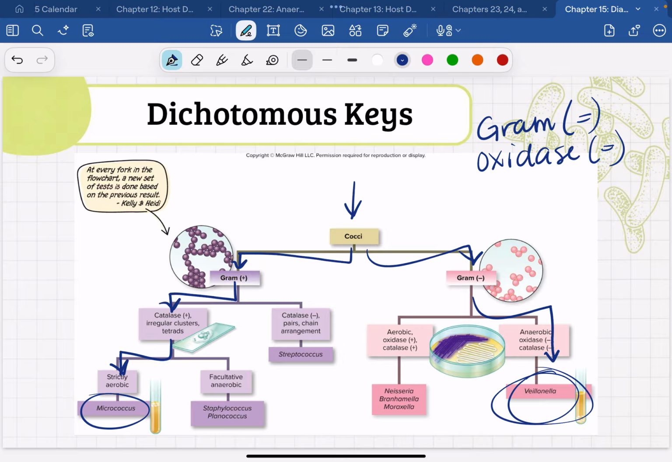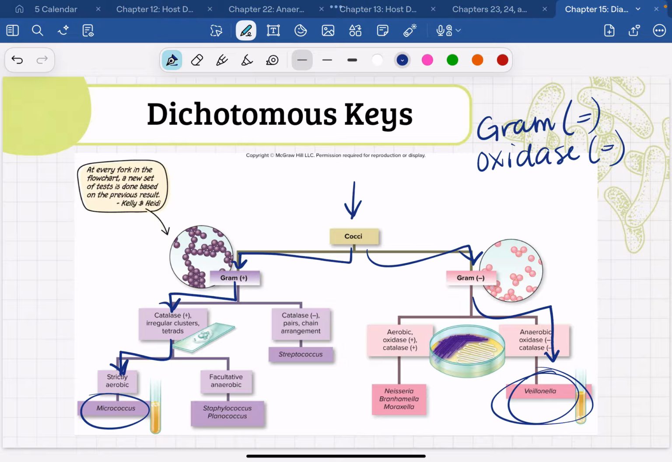Okay? And dichotomous keys and phenotypic methods of identification are still very, very common for most easily grown bacteria. So most bacterial infections in hospitals are tested for this way. It's just that the people testing them have all these flowcharts memorized.